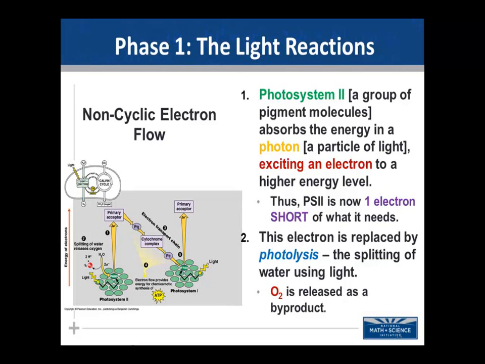Now, when photolysis occurs, one of the electrons is delivered to photosystem 2 to replace the one that was lost. But the byproduct, the side effect, so to speak, is that oxygen is released. By splitting water, oxygen is released. That's not the purpose of photosynthesis. That's not the major point of what these organisms are doing. But certainly for us, that's a very valuable byproduct that's being produced.